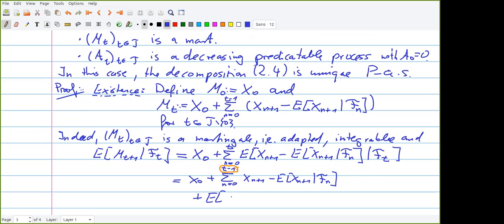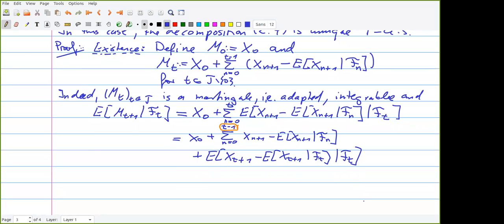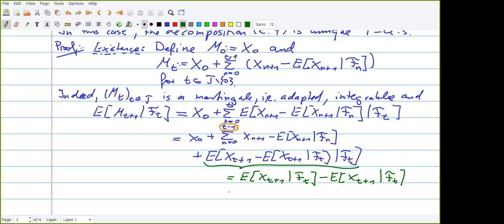Okay, so this is now the last summand. So that's X_{t+1} minus the conditional expectation of X_{t+1} given F_t. Well, that's good, because this here is F_t measurable, so we can pull it out. So what we get here is the conditional expectation of X_{t+1} given F_t minus X_{t+1} minus the same, because of the measurability, and this is 0.